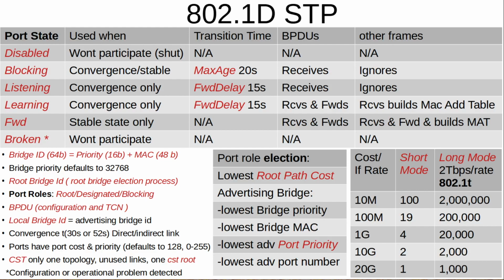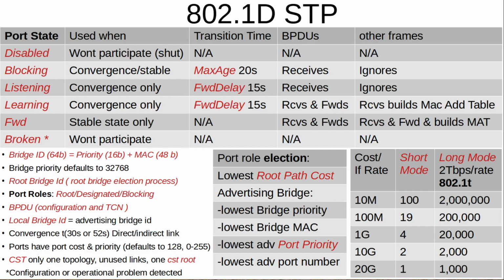And there is another BPDU that is known as the topology change notification BPDU. Any non-root bridge that detects a direct link failure will generate a topology change notification BPDU and will send it upstream, hoping that the root bridge will receive it. Upon reception, a root bridge will start sending its configuration BPDUs with the TC flag set.